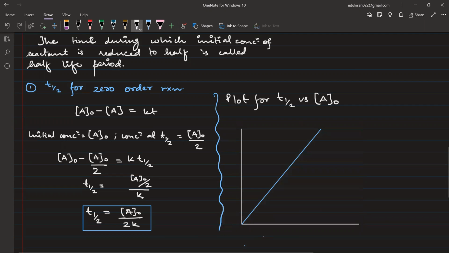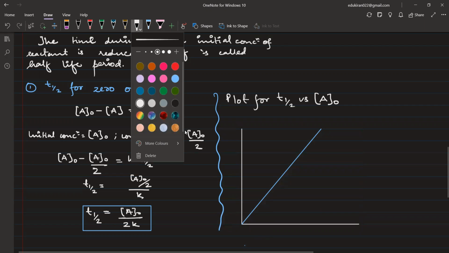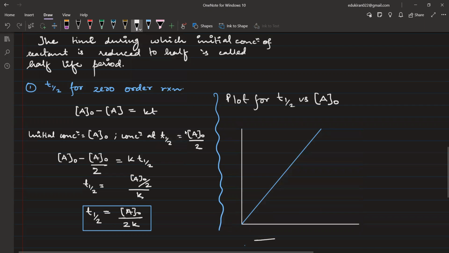Okay, something like this. Here we have the concentration of reactant, the initial concentration. If the initial concentration is low, it is going to take very less time. If the initial concentration is high, it is going to take more time to complete the 50% of the reaction.